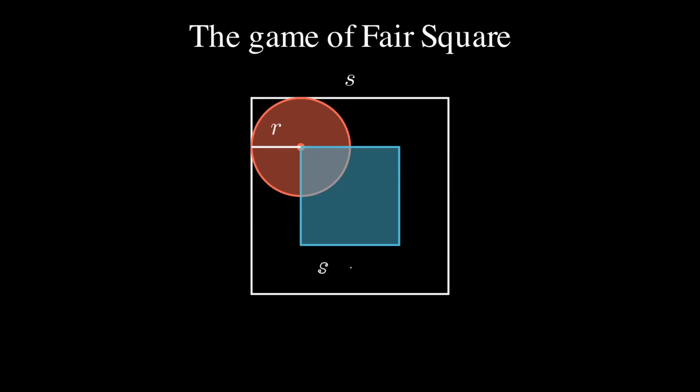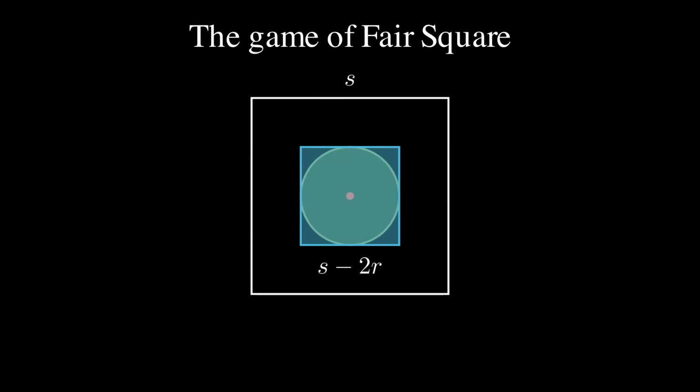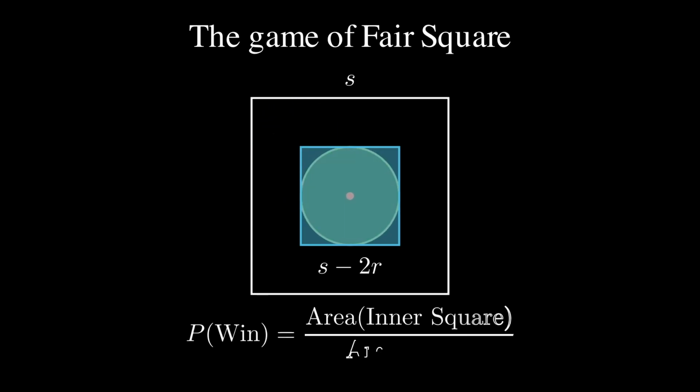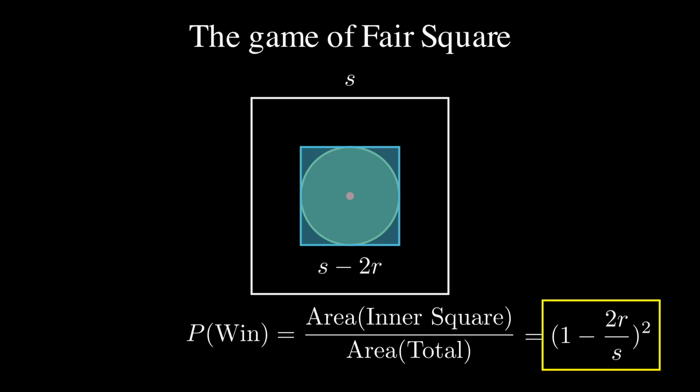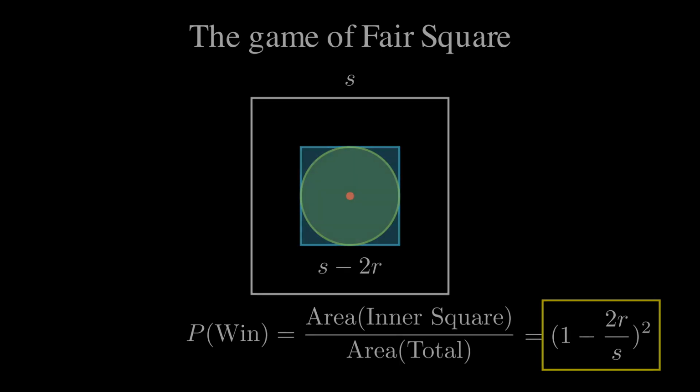The inner square has side length s minus 2r, and the probability of landing within the inner square is just its area divided by the total area. This simplifies to (1 minus 2r over s) all squared. This concept of dividing the measure of the favorable region, the inner square, by the measure of the total region is the essence of geometric probability, and we can use it in Buffon's needle problem.